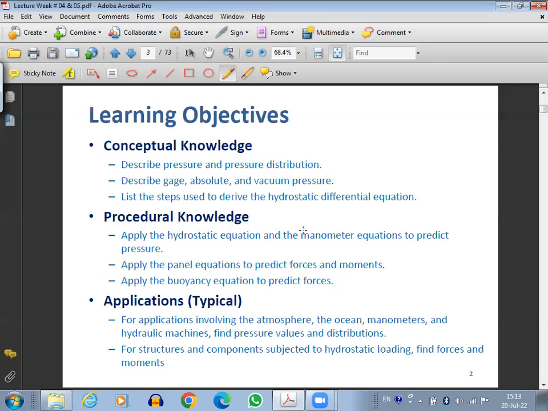For conceptual knowledge, today we are going to describe pressure and pressure distribution. We're going to discuss gauge, absolute and vacuum pressure. We're going to list the steps used to derive the hydrostatic differential equation. Some procedural knowledge we are going to get, and a few applications as well we're going to discuss.